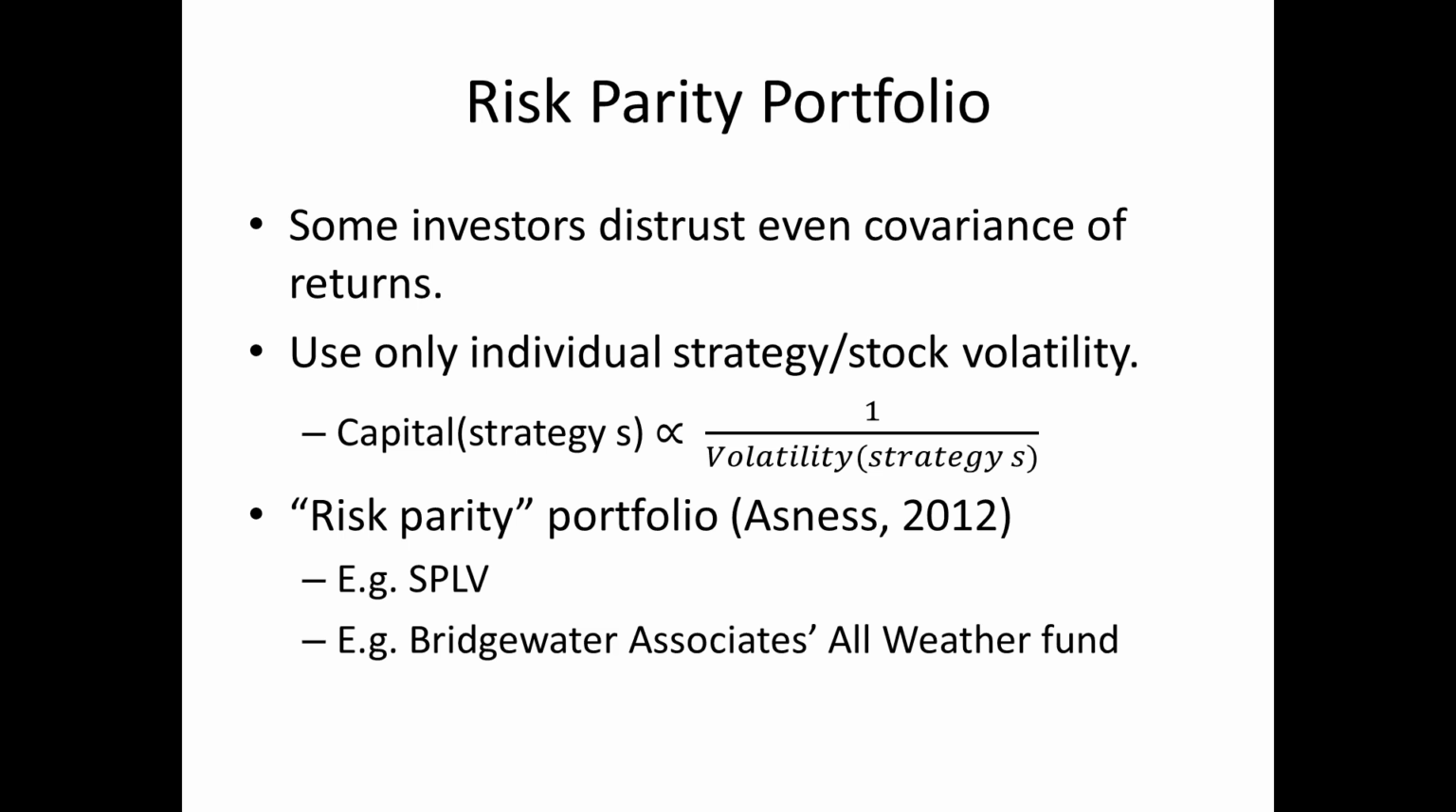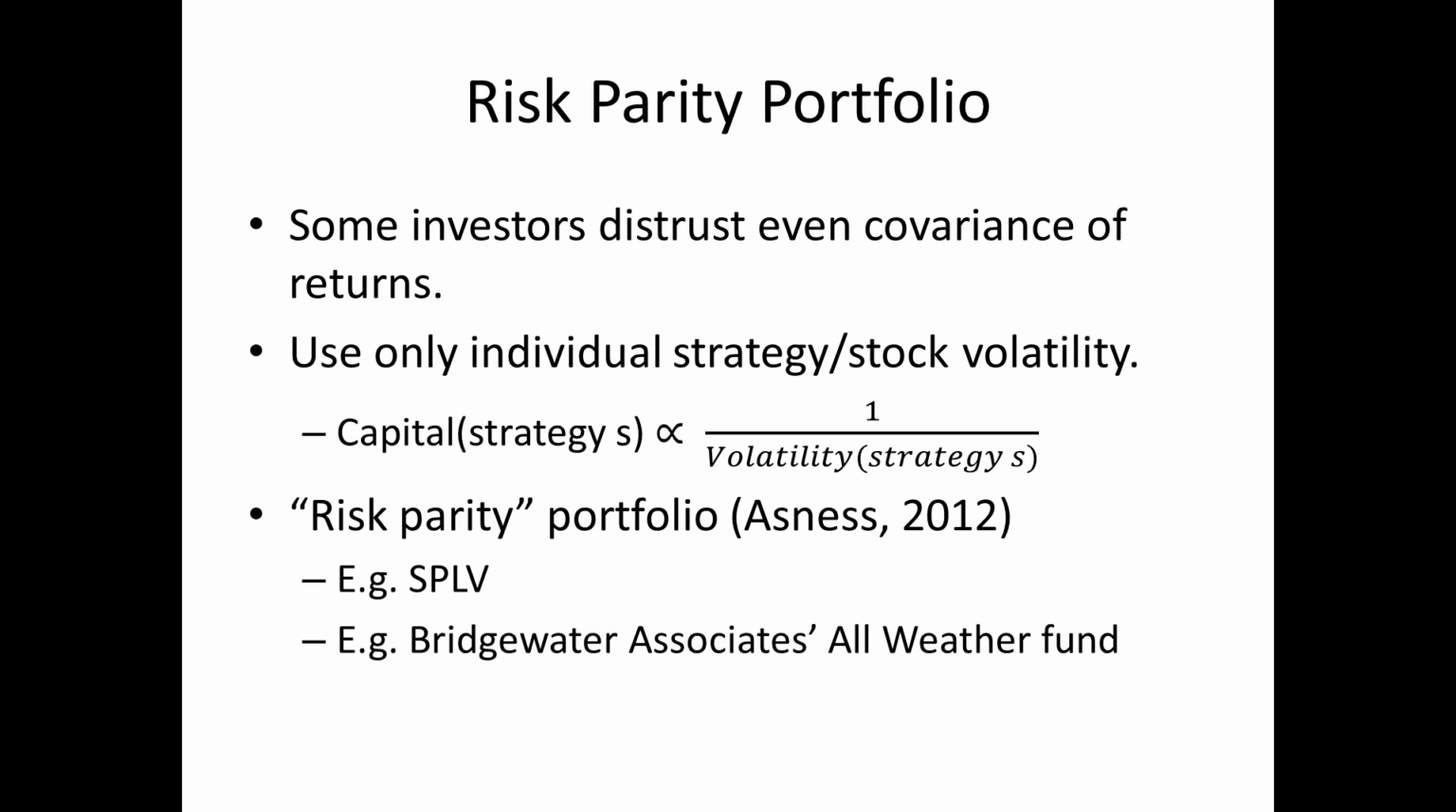And so that leads us to what's called the risk parity portfolio, which is all the rage in the most recent few years. Risk parity portfolio is simply saying that the capital allocated to each strategy or each stock is proportional to the inverse of its volatility. Cliff Asness has an article on risk parity portfolio. You can just Google Asness 2012 to read about it. One example ETF that implements that risk parity portfolio is SPLV. And of course, the famous Bridgewater Associates All Weather fund is also implemented largely on the principle of risk parity.